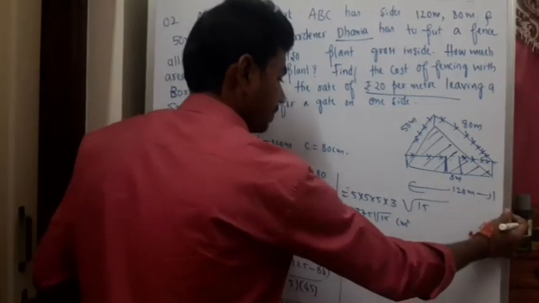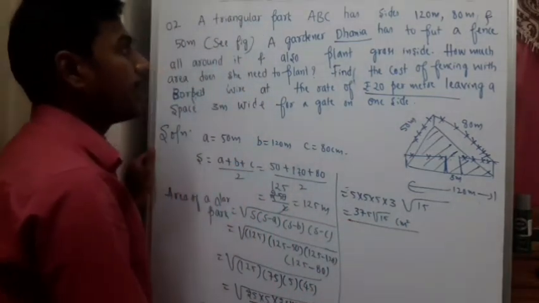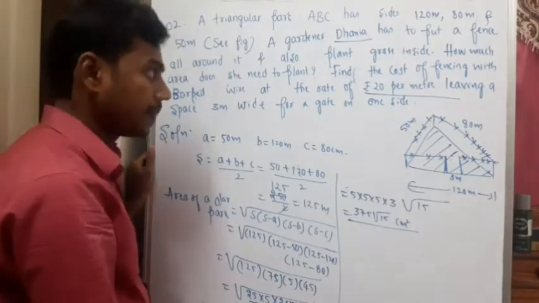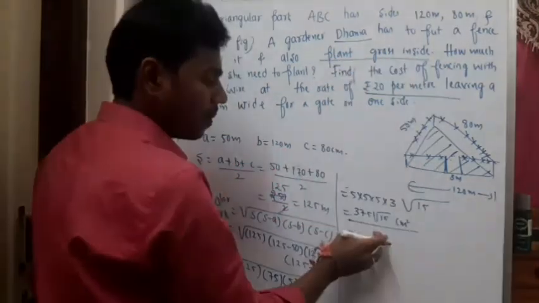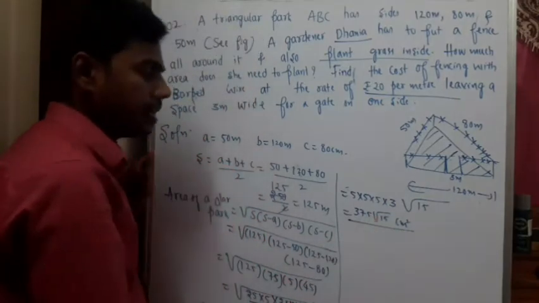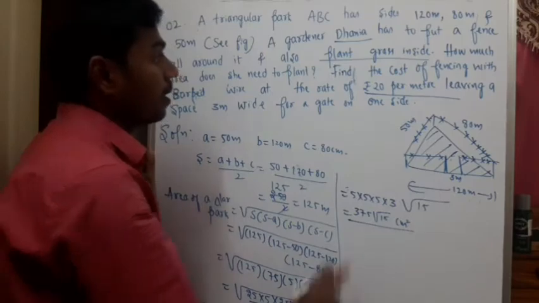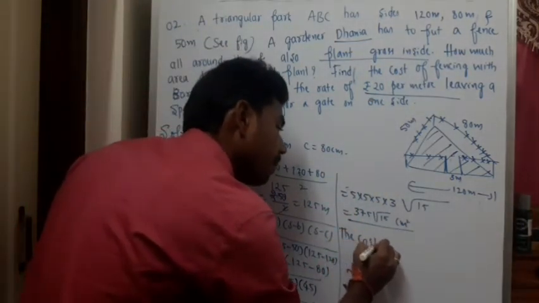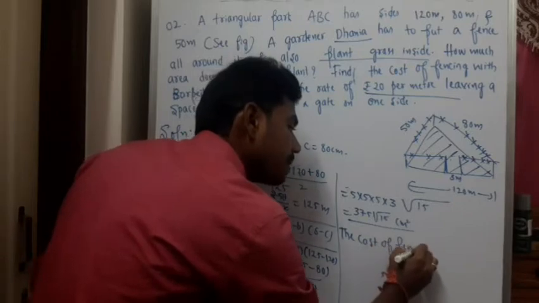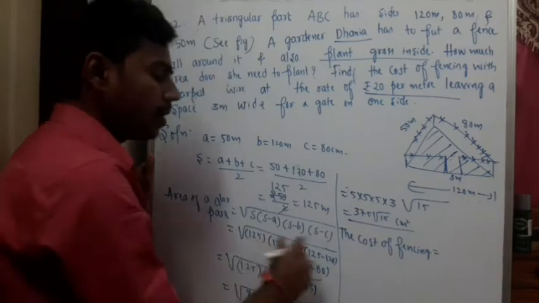Fine. Next, this is the area that Dani has to plant. So for planting a grass, how much area is there? That is 375 root of 15 centimeter square is there. Next, the cost of fencing. The cost of fencing is equal to, what is the perimeter? 250.